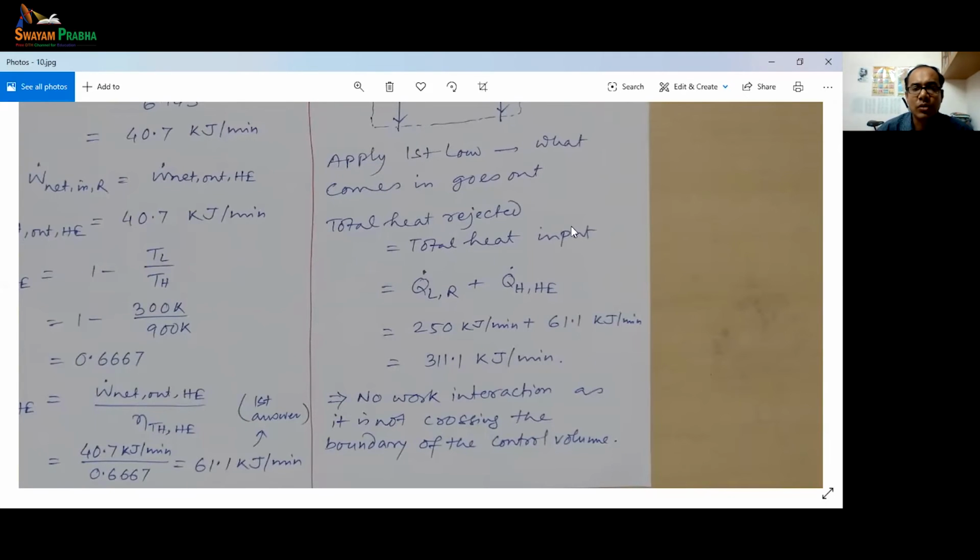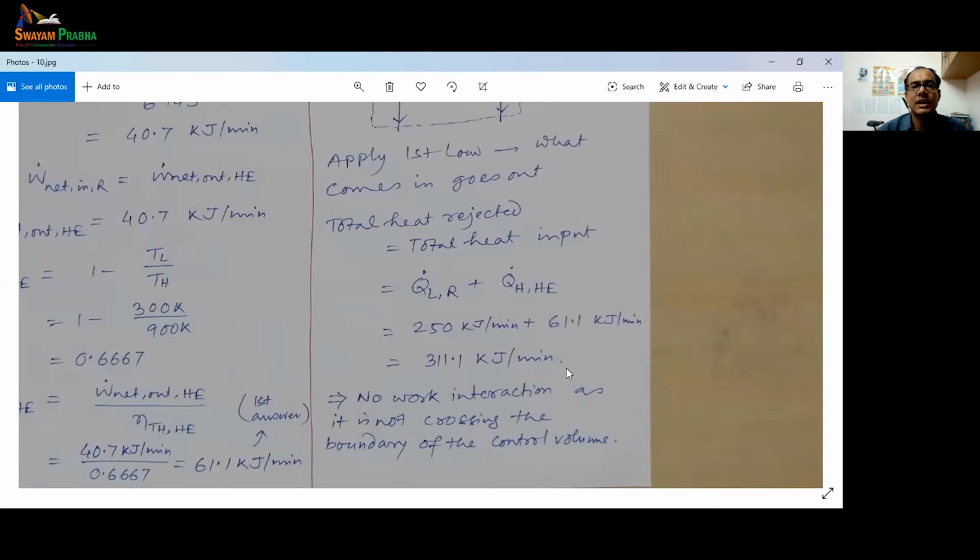So the total heat input we know now: the Q dot L, that means the heat sucked out by the refrigerator from the refrigerated space, which is given to be 250 kilojoule per minute, and the other one, the heat input to the heat engine, that's Q dot H. We just found that out as part of the first query, that's 61.1 kilojoule per minute. So if you sum them up, you will get the total heat rejected amount. That's 311.1 kilojoule per minute. So for the second part, we don't have to apply the second law.